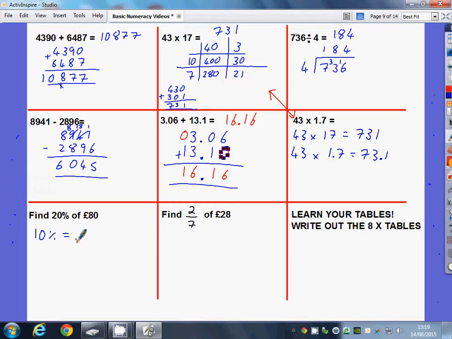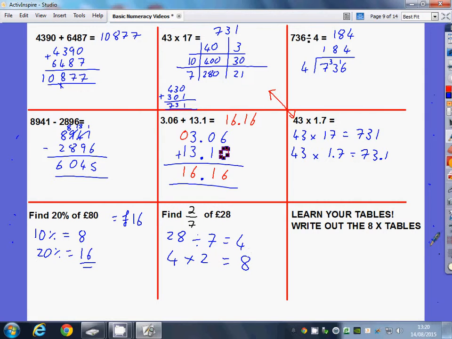Find 20% of 80, as always. Find 10% first by dividing by 10, which is 8. If I want 20%, I double 10%, so the answer had to be 16. Don't forget your units. Nearly there. To find a fraction of an amount, we divide by the bottom and then times by the top. So divide by the bottom, so 28 divided by 7 is 4, times by the top, so 4 times 2 is 8.